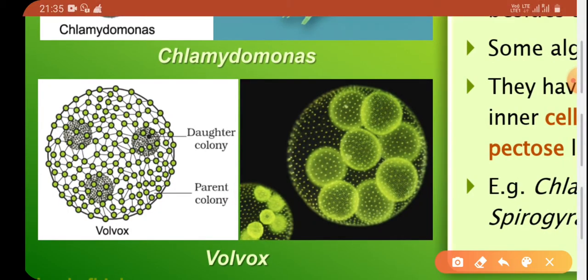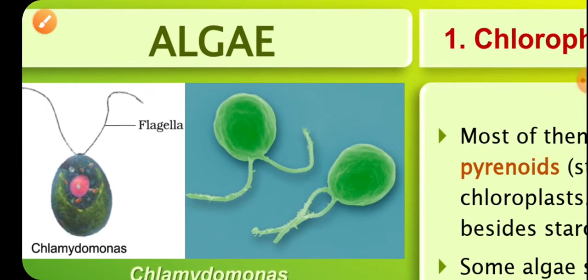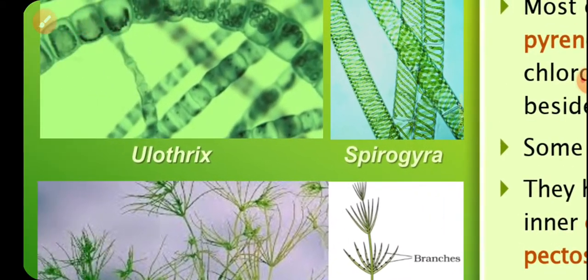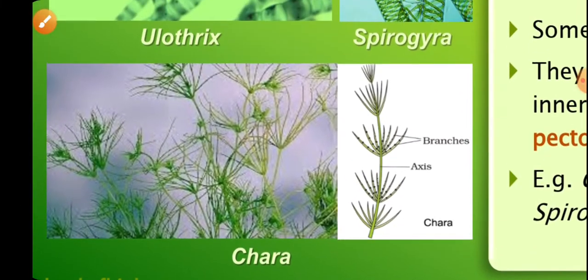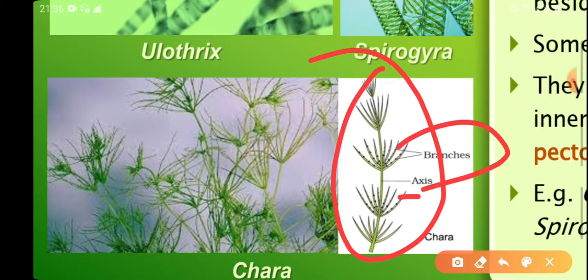Volvox. This is the structure of Volvox, and these are daughter colonies. Parent colony means the initial colony. After that, they give birth to daughter colonies. This is the structure. Again, Spirogyra. You can see this Spirogyra. Ulothrix. This is Chara here, such kind of axis. The branches you can see, these kinds of branches.